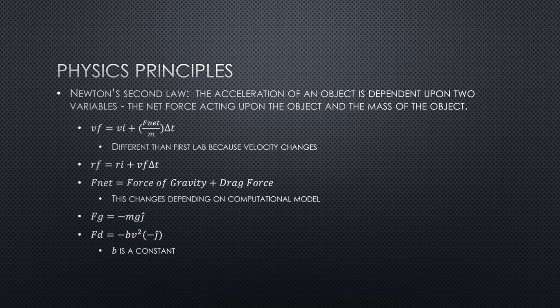The first set of physics principles has to do with Newton's second law, which is that the acceleration of an object is dependent upon two variables, the net force acting upon the object and the mass of the object. For these equations, we use Vf equals Vi plus F net over m times delta t. We use Rf equals Ri plus Vf times delta t. We use F net equals force of gravity plus the drag force. And we know the force of gravity is negative mg times j hat, and the force of drag is negative b v squared times negative j hat.